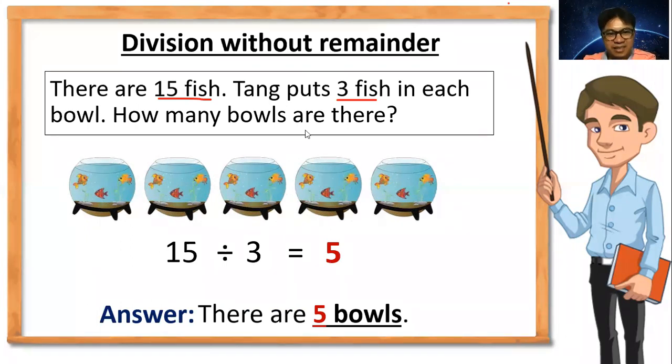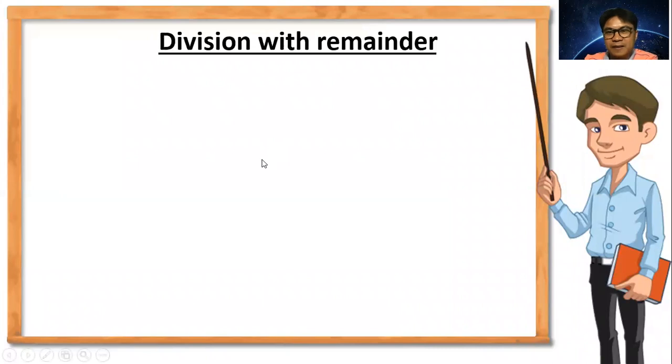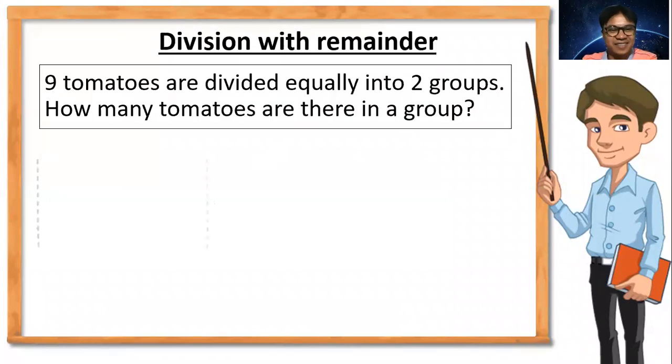Okay, next here, let's review about division with remainder. For example, 9 tomatoes are divided equally into 2 groups. How many tomatoes are there in a group? So 9 tomatoes divided equally into 2 groups. Question, how many tomatoes are there in each group?